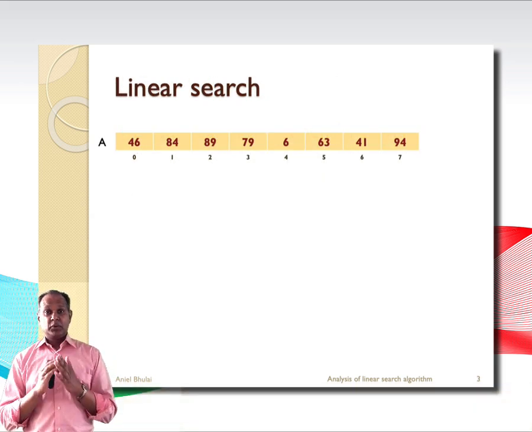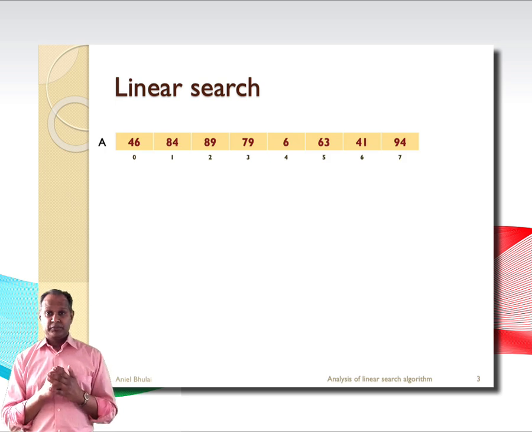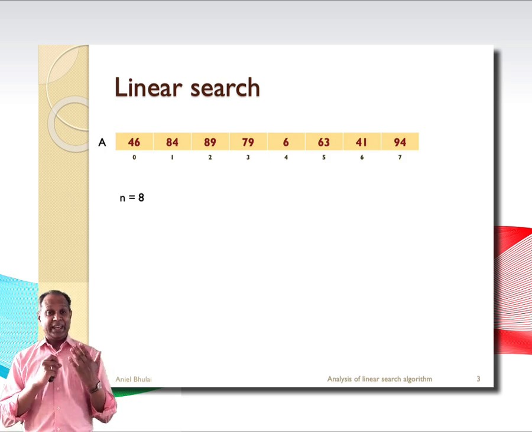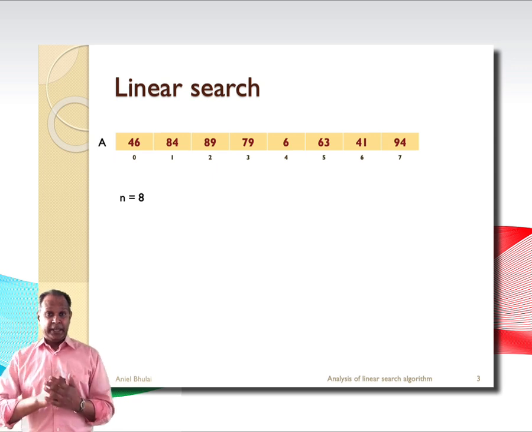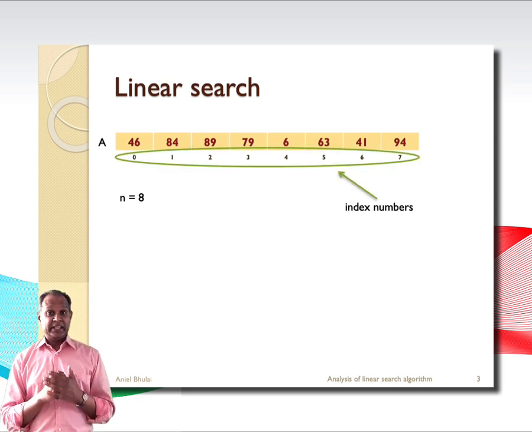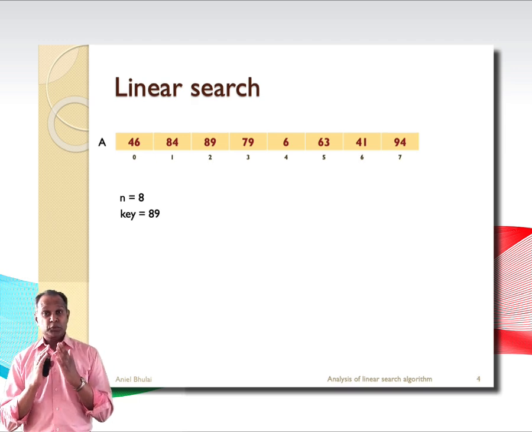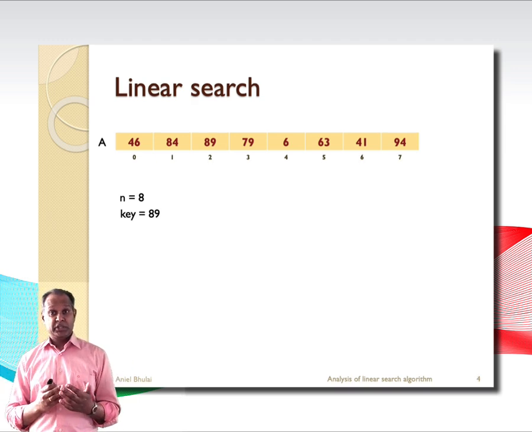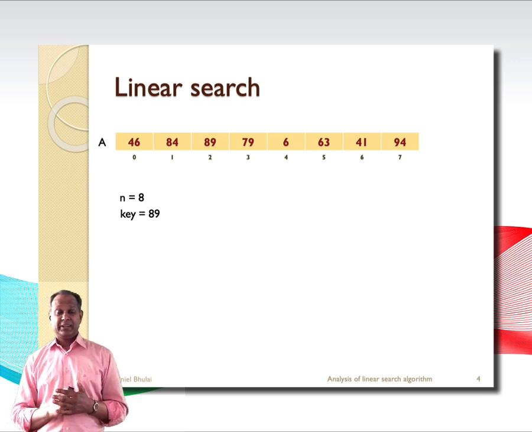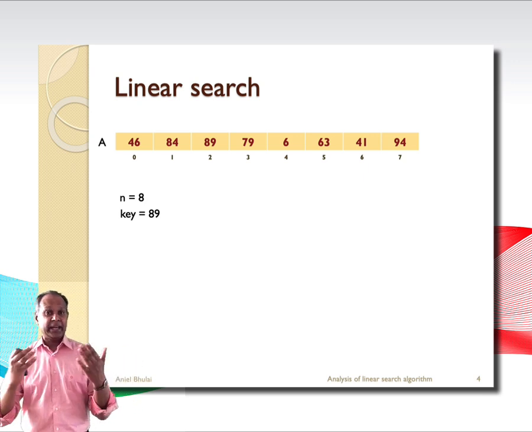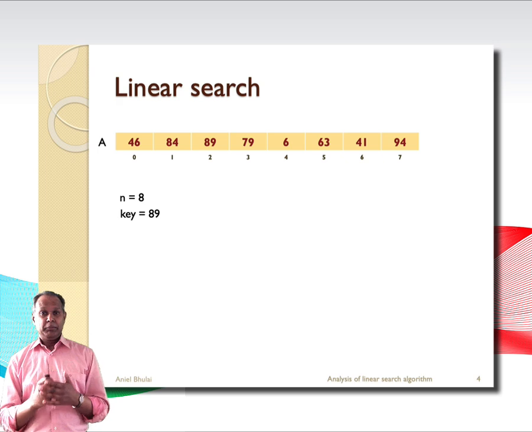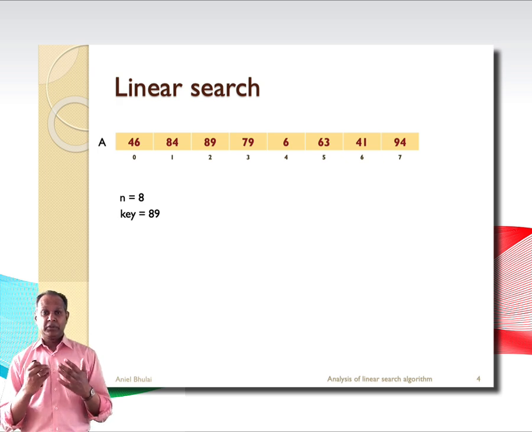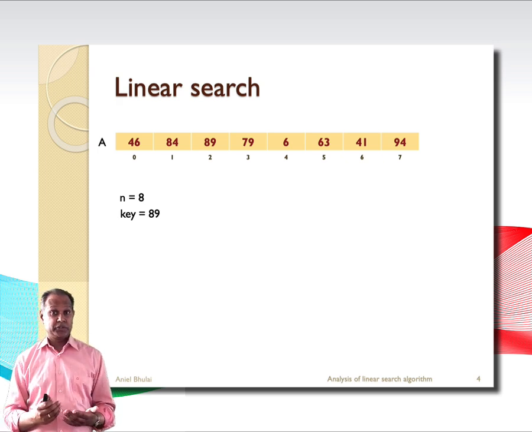Now consider the following list with the following values. This is a list with 8 elements, so n is equal to 8. The index is from 0 to 7. Now suppose we want to search for 89. So our search key is 89. And of course you can choose any other variable than key. But in this example we use the variable key for the number we want to search.